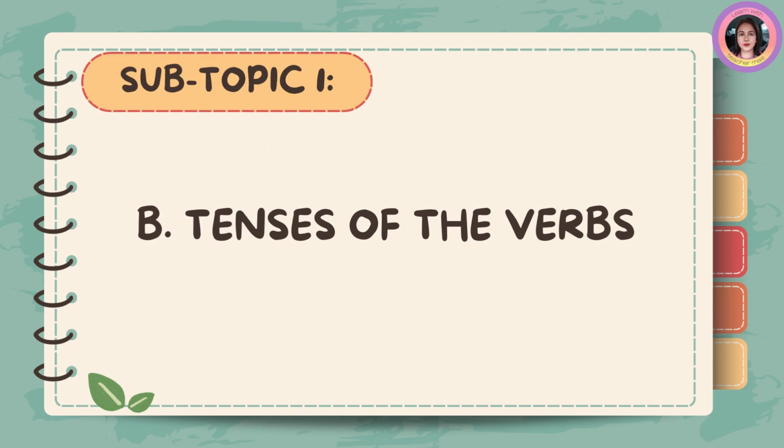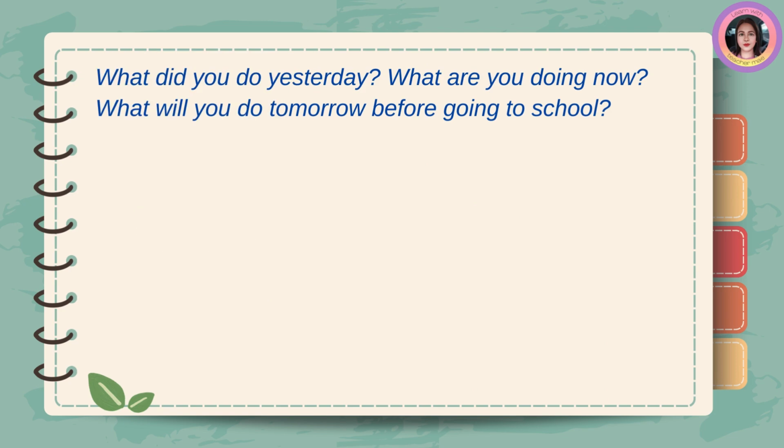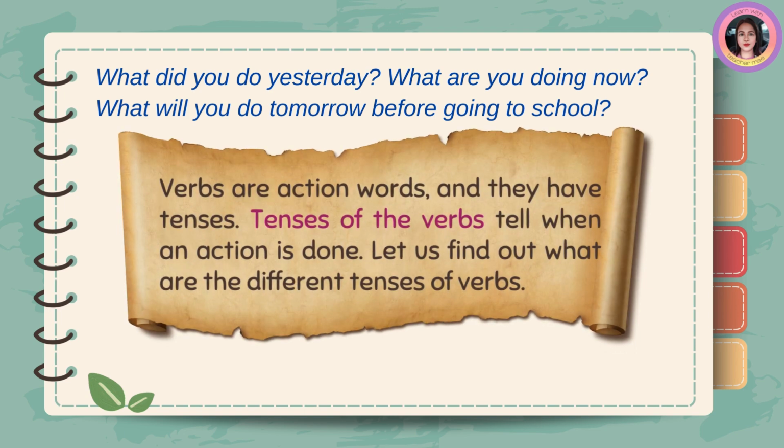Tenses of the verbs. What did you do yesterday? What are you doing now? What will you do tomorrow before going to school? Verbs are action words and they have tenses. Tenses of the verbs tell when an action is done. Let us find out what are the different tenses of verbs.